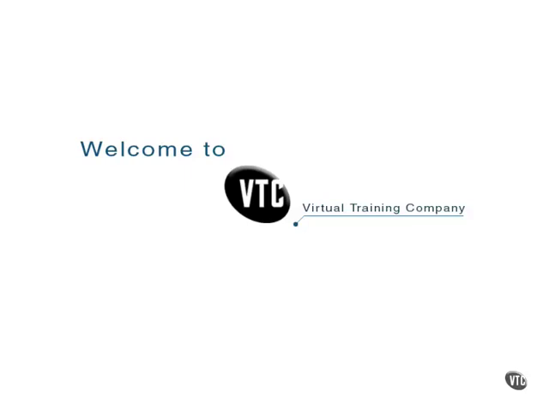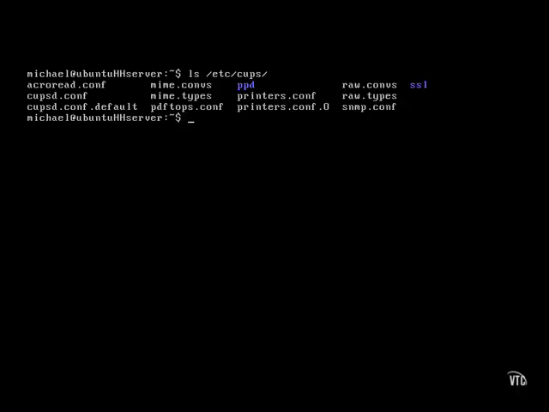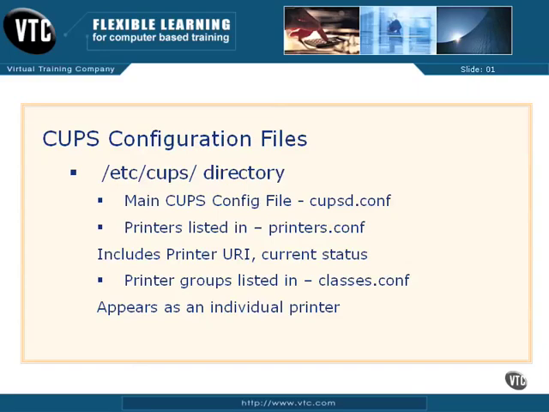CUPS configuration files. The configuration files associated with the CUPS service are stored in the /etc/cups directory. A brief description of each file in this directory can help you understand the ins and outs of the CUPS service. But I won't review these files quite in order. The main CUPS configuration file is cupsd.conf.